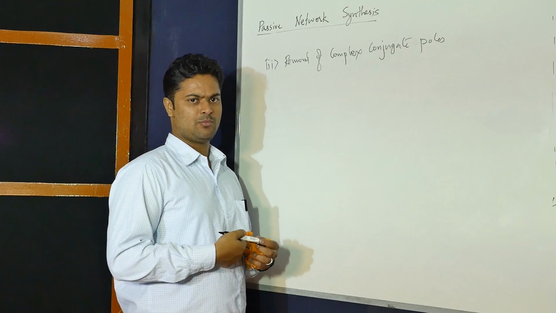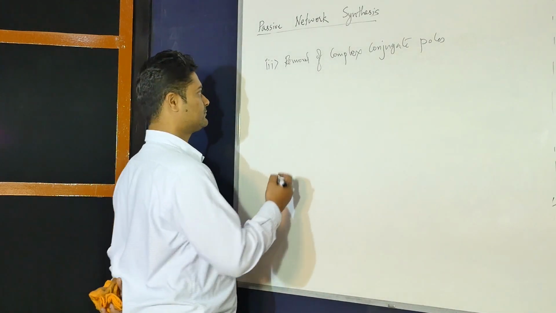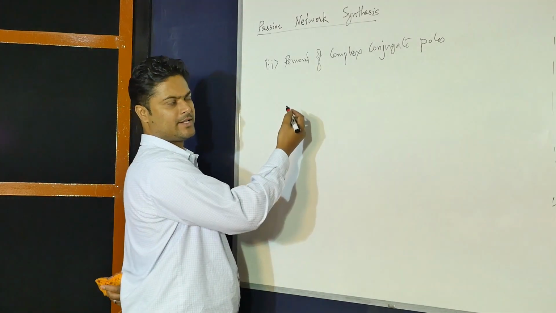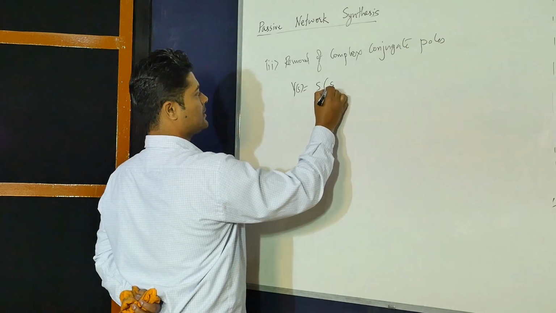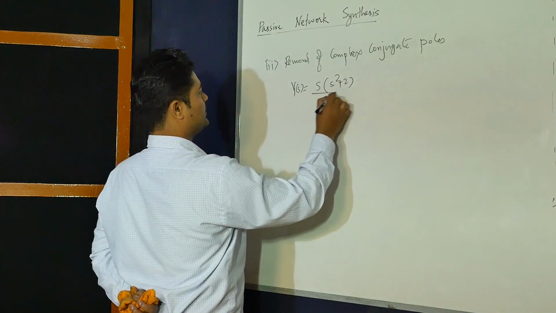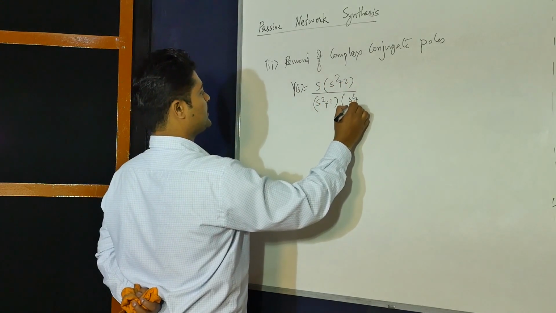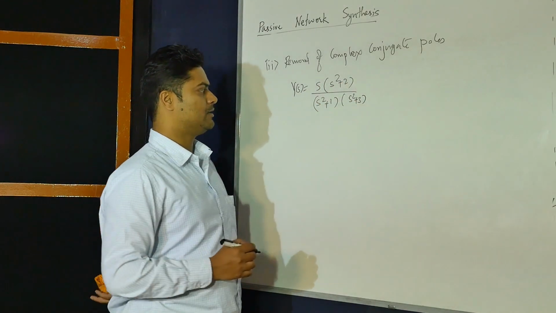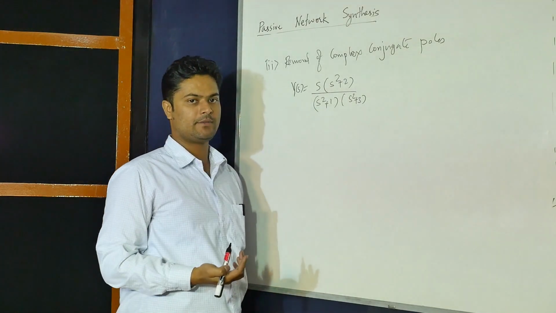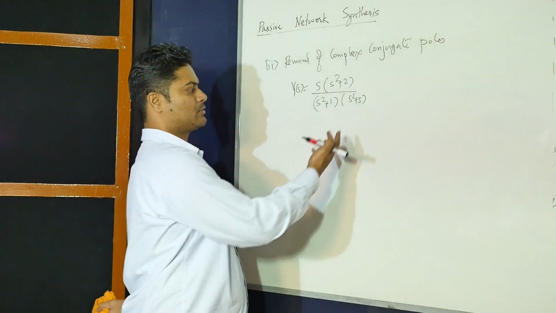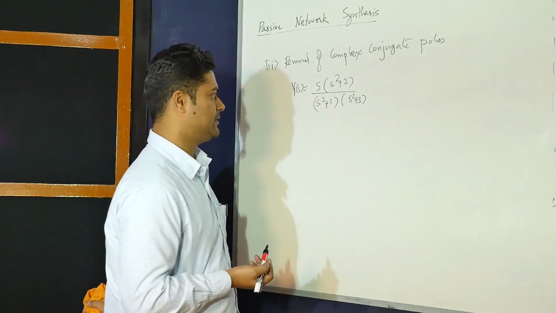Coming to the removal of complex conjugate poles, let's take an example. Instead of Z of S, let's take Y of S, nothing but (S square plus 2) divided by (S square plus 1) into (S square plus 3). Here we have two conjugate poles. That is S square plus 1 giving you a conjugate pole, one set. Another S square plus 3 will be giving you plus or minus j root 3.